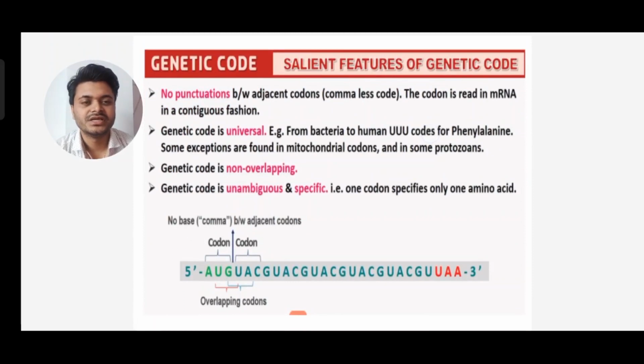Next we see again the salient features of the genetic code. The first one is no punctuation between adjacent codons, or commaless code. The codons are read in mRNA in a contiguous fashion. The genetic code is universal. For example, from bacteria to human, UUU codes for phenylalanine. Some exceptions are found in mitochondrial codons and some protozoans. The genetic code is non-overlapping, and the genetic code is unambiguous and specific, that is, one codon specifies only one amino acid. So you can see in the codons there are 3 nitrogen bases. They are commaless there, that means no comma is there.